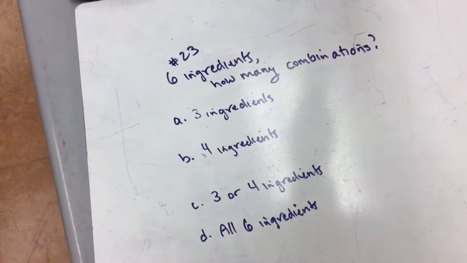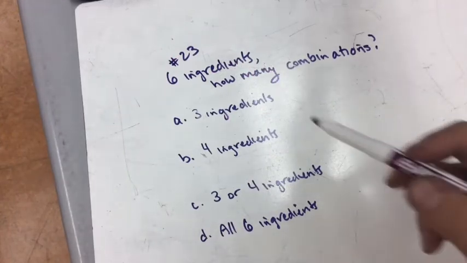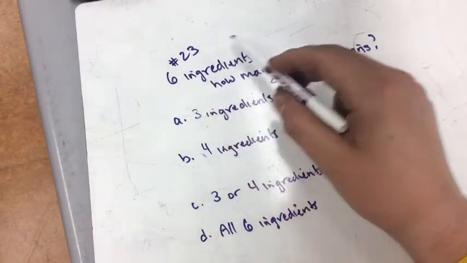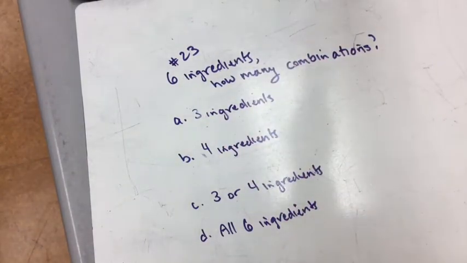Okay, this is number 23 from page 659. It's dealing with a restaurant that has 6 different ingredients that you can have for breakfast.